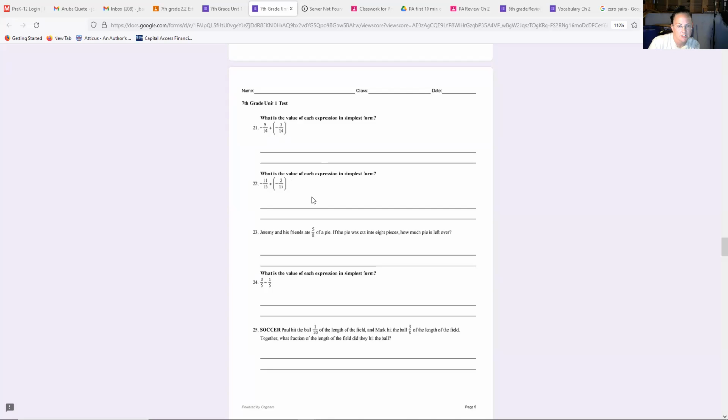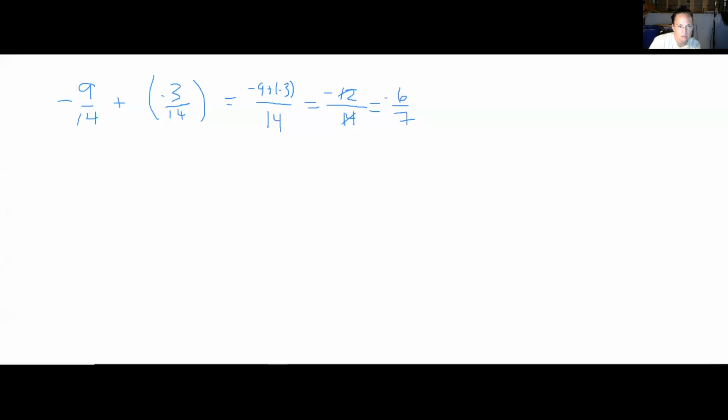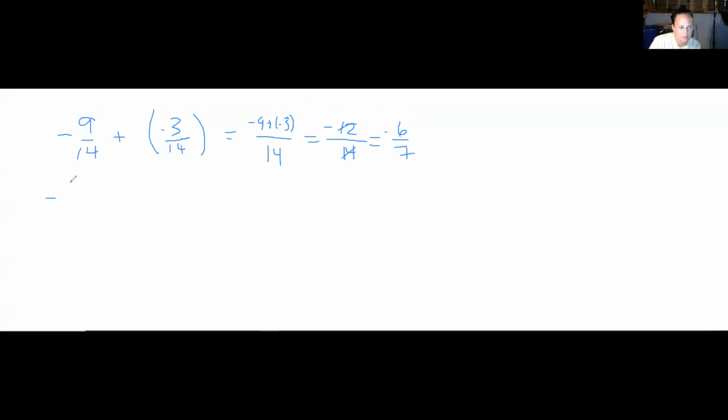Okay, then we have, what is the value of each expression in simplest form? Negative 11/15 plus negative 2/15. So this is just like the one before where we have a common denominator. We just need to decide: negative 11 plus a negative 2, same sign, so we add them together. 11 plus 2 is 13, keep the sign, so negative 13/15. This is not reducible, so negative 13/15 is our answer.